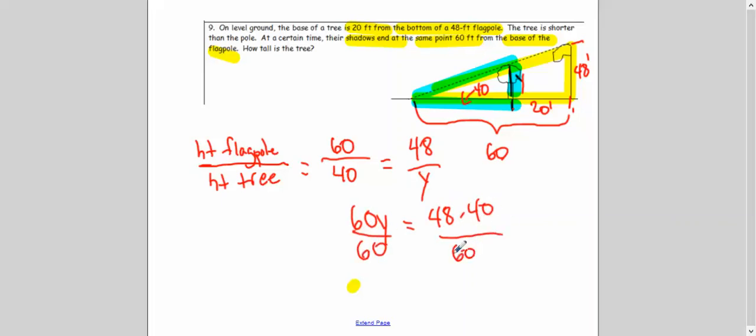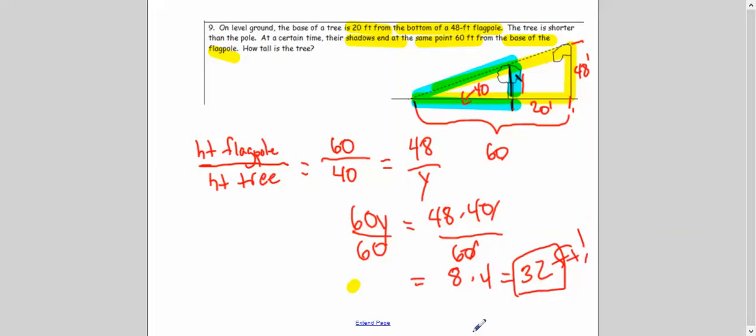Let's see if we can do this without a calculator. The 10s come out. 6 goes into 48. Isn't that 8 times? So we have 8 times 4 equals 32. All right? So check that on your calculator. If I'm wrong, please let me know, because it's late and I'm doing it in my head.